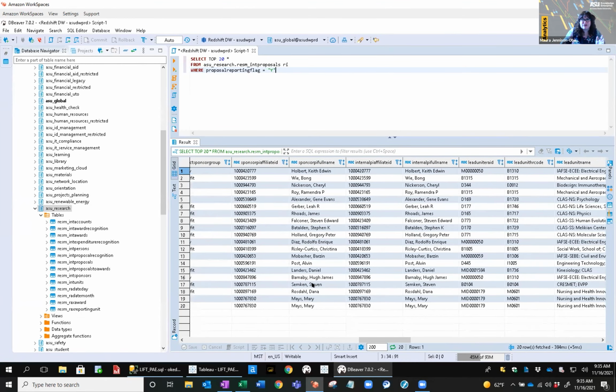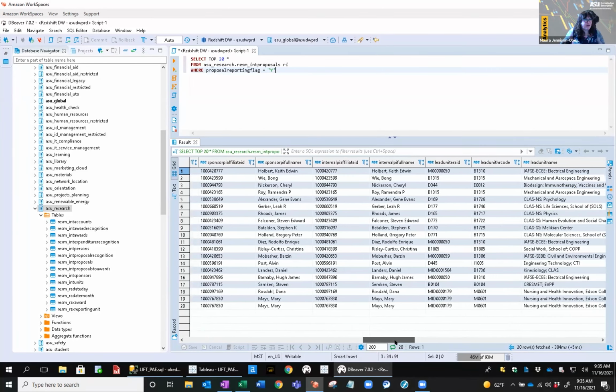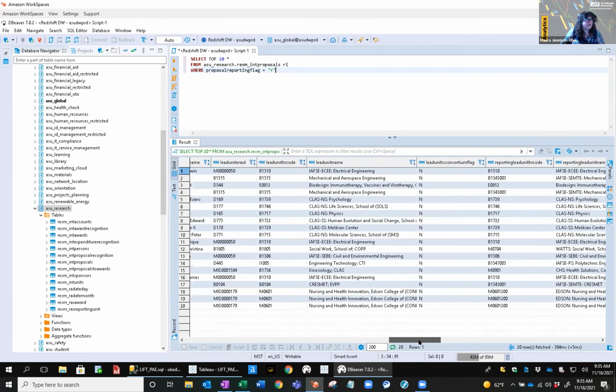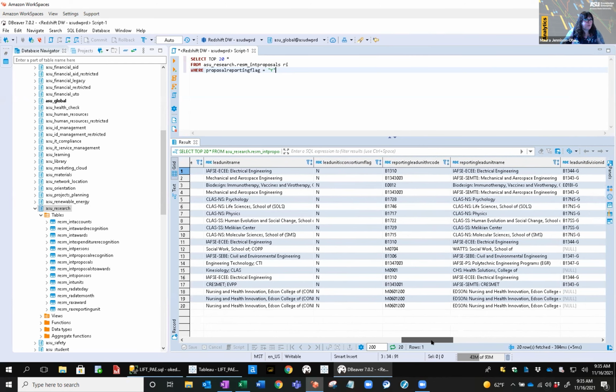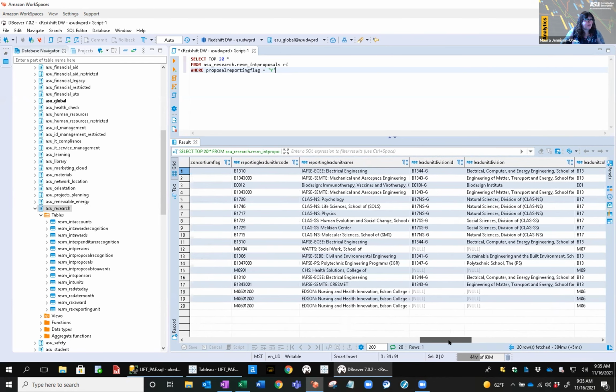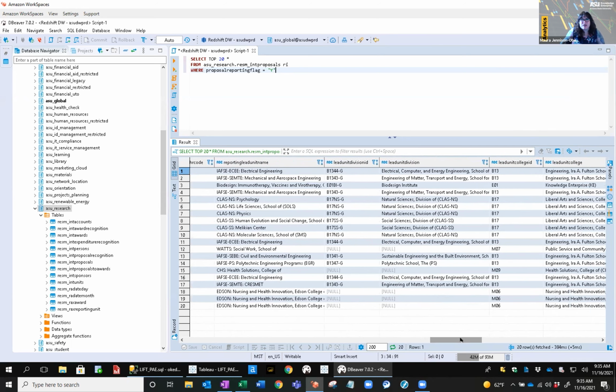So if you have a certain PI and you want to see how many proposals they were the PI on, you can look them up by their ID number here. Okay, and then lead unit, and then whether or not it's a consortium. So the proposals table is at the grain of the proposal. If you're looking for investigator, that's when you would use the proposal recognition table. And this is the same for the award and award recognition tables, the same correlation there.